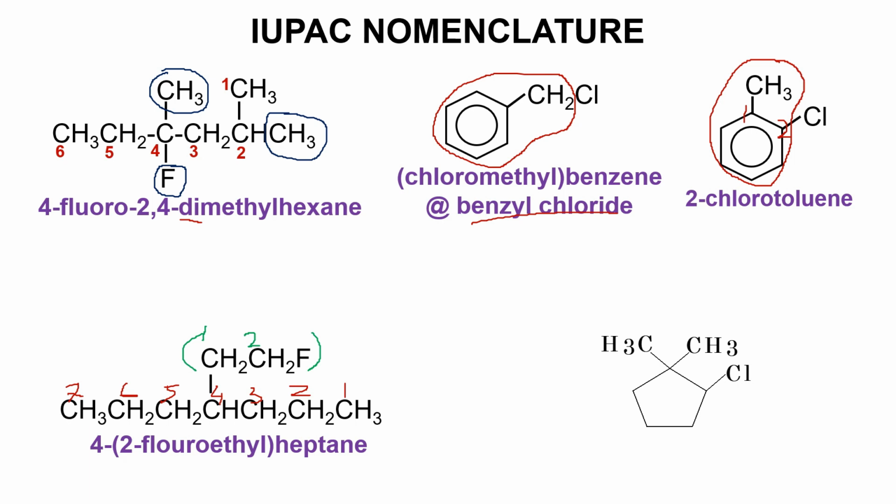And the last example, so carbon 1 will be given here since these two substituents will get the lowest number possible. So chlorine will get carbon number 2. Okay, so the parent name is cyclopentane since we have 5 carbons here. So chlorine is on carbon number 2 and the two methyls on carbon number 1. So we'll name it as 2-chloro-1,1-dimethylcyclopentane.